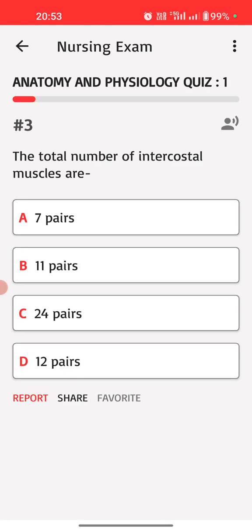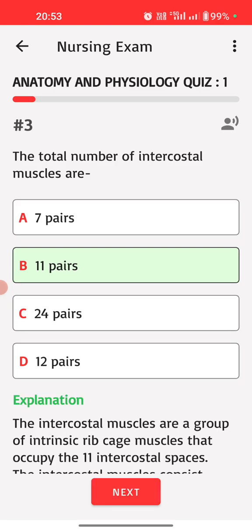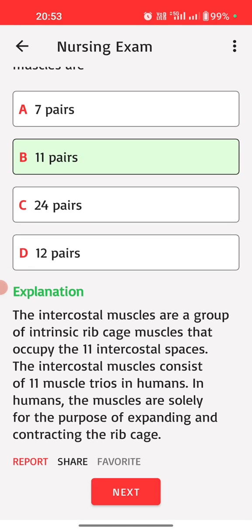The total number of intercostal muscles are. A. Correct answer. The intercostal muscles are a group of intrinsic rib cage muscles that occupy the 11 intercostal spaces. The intercostal muscles consist of 11 muscle trios in humans. In humans, the muscles are solely for the purpose of expanding and contracting the rib cage.